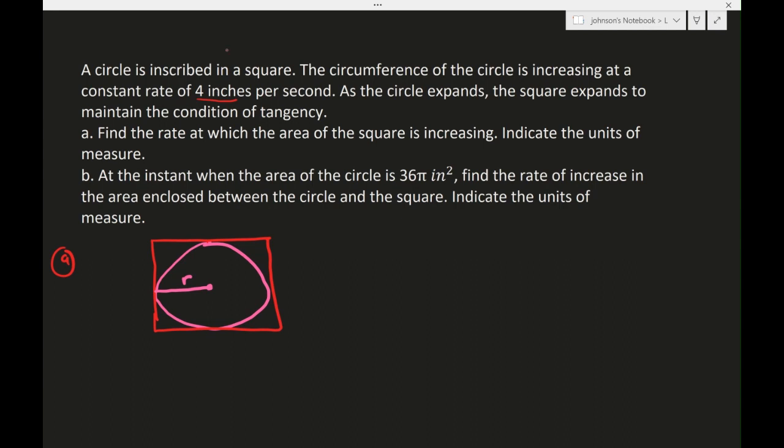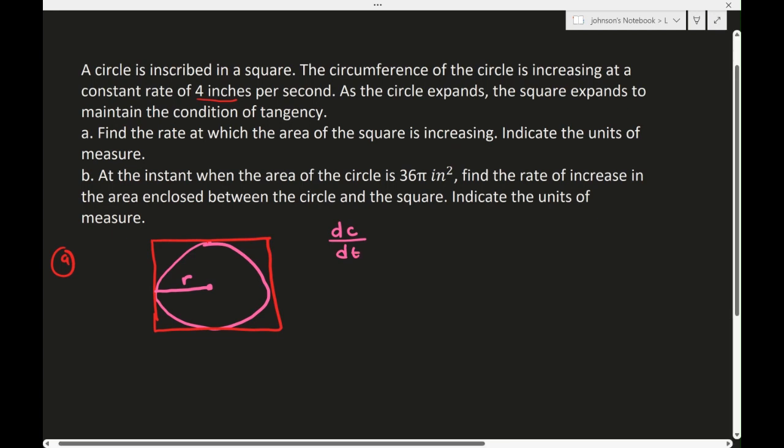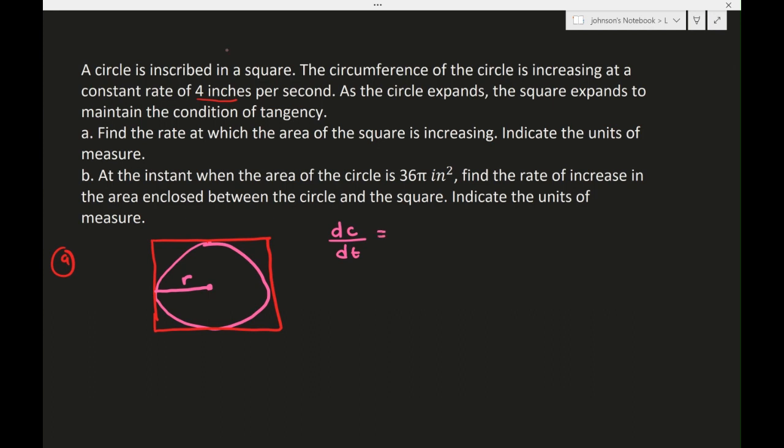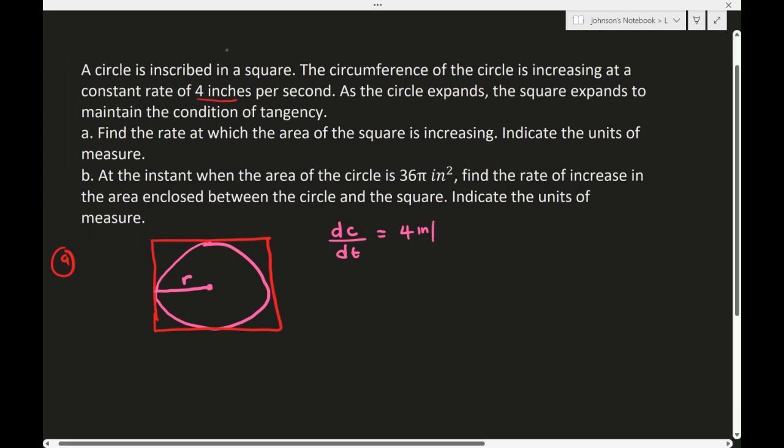And what do we know about the circle? The circumference of the circle is increasing. So it means the rate of change, dc/dt, where c is the circumference of the circle, is increasing at a rate of 4 inches per second.